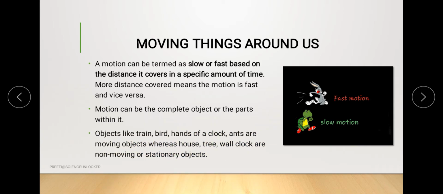And because of all these factors involved in movement, we can say that there are certain things which have the tendency to move, whereas there are certain things which are stationary objects or non-moving objects.